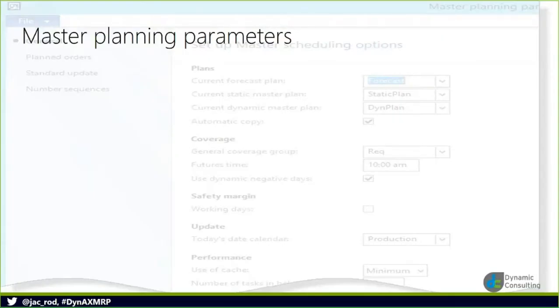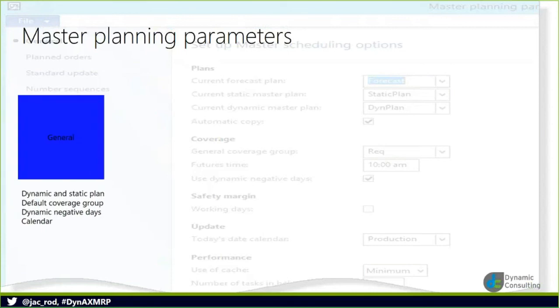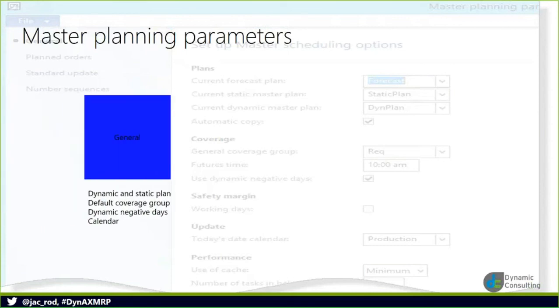So as far as overall master planning parameters, these are kind of AX across the company, basically. These are company-specific parameters here, not necessarily based on plan. This is how master planning is going to work for all plans. What we have the ability to do here is specify a couple of things too. So first of all, this is where we indicate which of the plans that we have created are going to be our static and dynamic plans.